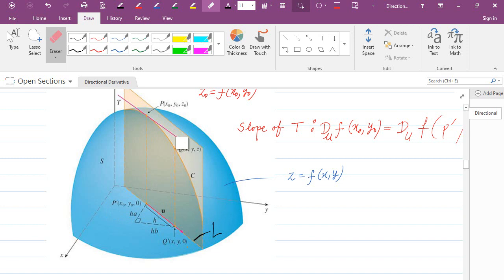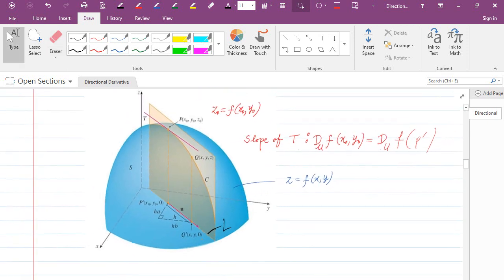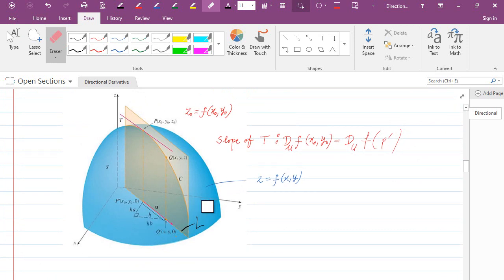The orange curve here consists of points on the graph of f right above the points on the line L. So the points on the orange curve correspond to the points on the line L. The directional derivative of f in the direction of u at the point P prime is basically the slope of the tangent line to the orange curve at the point P. So once again, the slope of the tangent line T to the orange curve at the point P is given by the directional derivative of f in the direction of u at the point P prime right here.